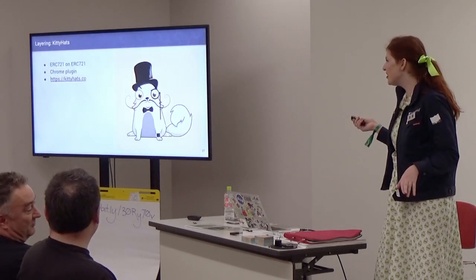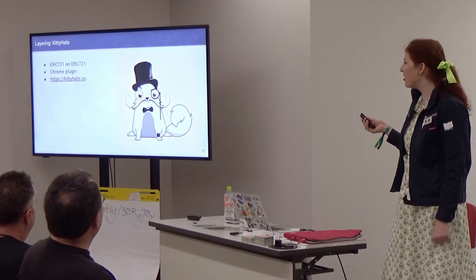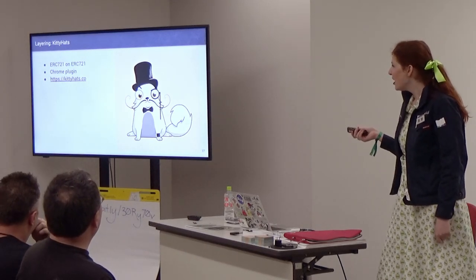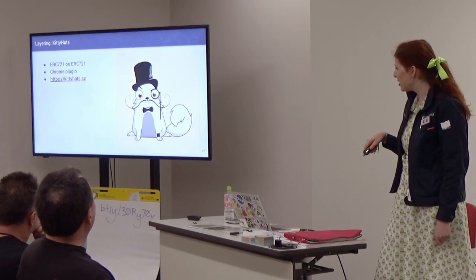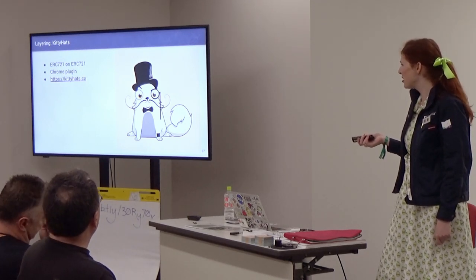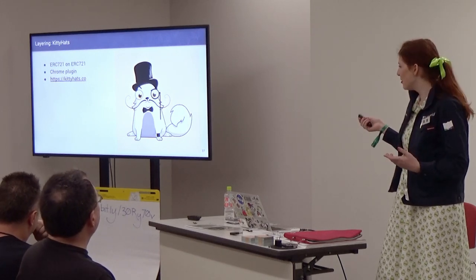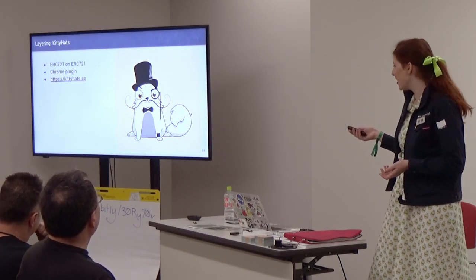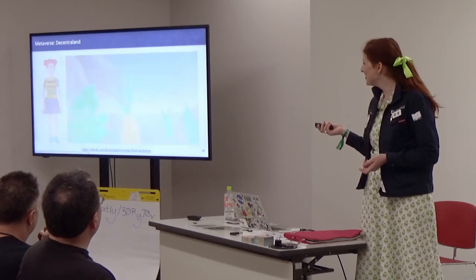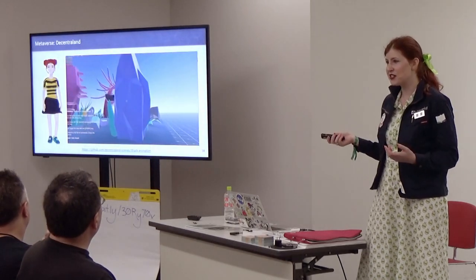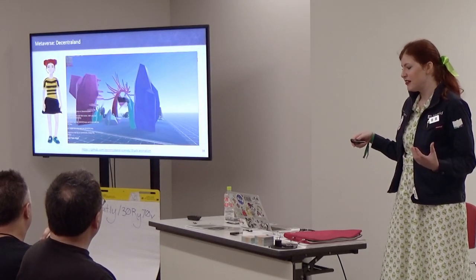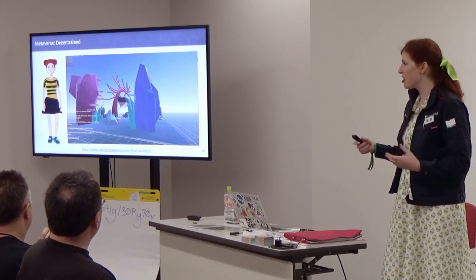Kitty Hats is pretty fun. It's an ERC-721 on another ERC-721. It was a Google Chrome plugin, although I think it's not in the Chrome store anymore, unfortunately. But you could have taken your CryptoKitty and given it a very dapper hat and a mustache and other accessories. And then there are metaverses, which are just ecosystems that combine different blockchain technologies.